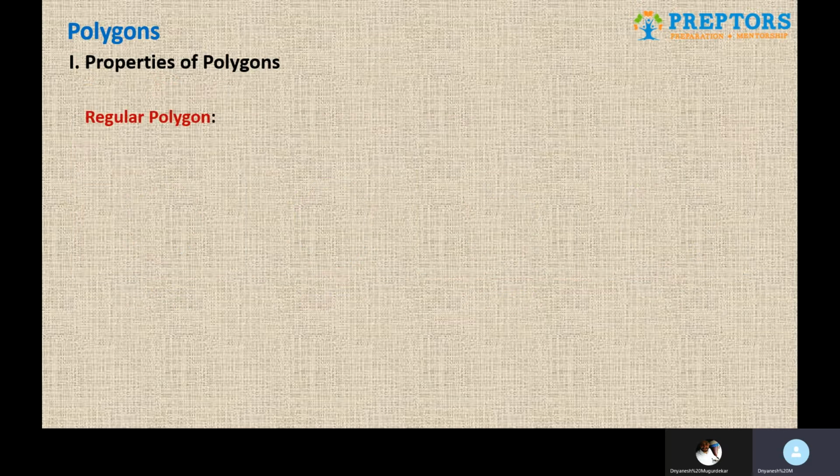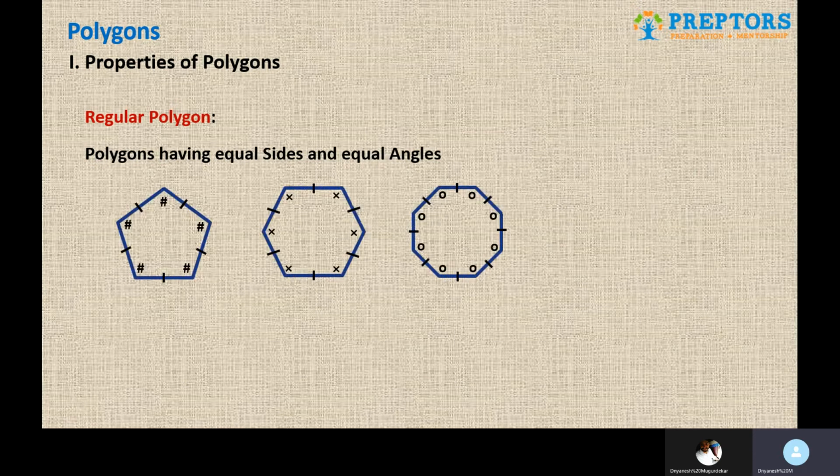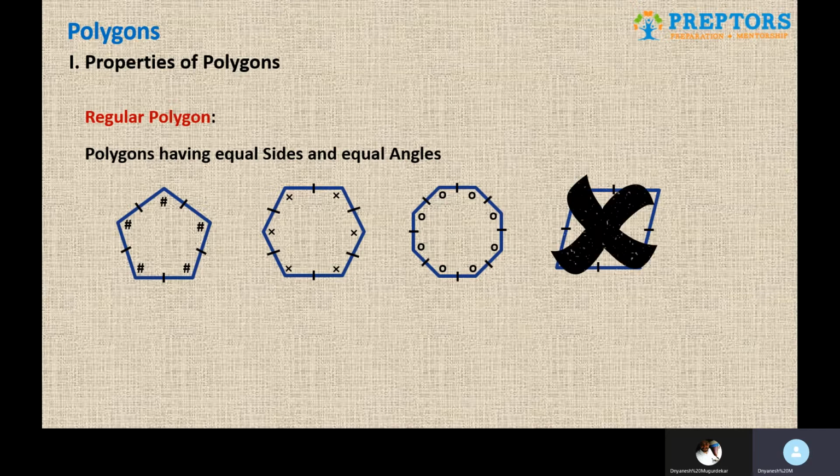Then there is something called a regular polygon. A regular polygon is something which will have equal sides as well as equal angles. So all these are regular polygons. This is not a regular polygon. The sides are equal but the angles are not equal. If we modify that last figure to something like this, now you will say it's a regular polygon because all the sides as well as the angles are equal.